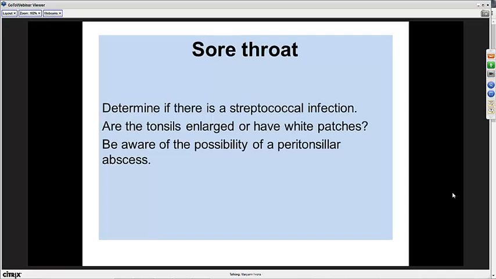Anyway, so what we need with sore throat is to determine what the reason for the sore throat is. And of course, the most famous one is streptococcal infection, or strep throat. And you can see enlarged tonsils. Sometimes there are white patches, although not entirely. And what we worry about with this kind of bacterial infection is peritonsillar abscess, which is an abscess behind the tonsils that you can't see, which is a giant problem.